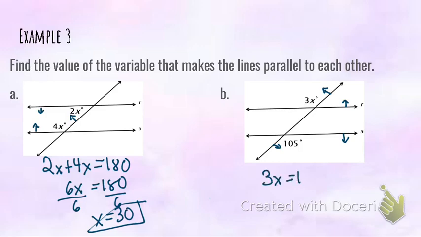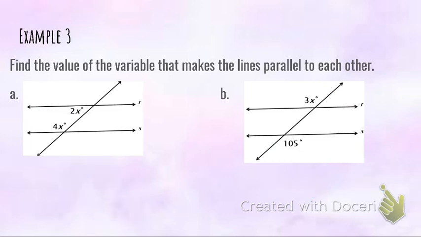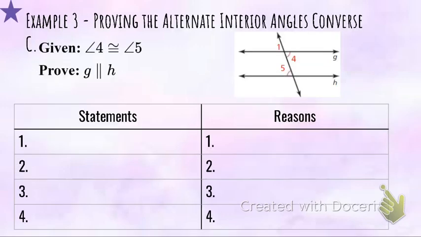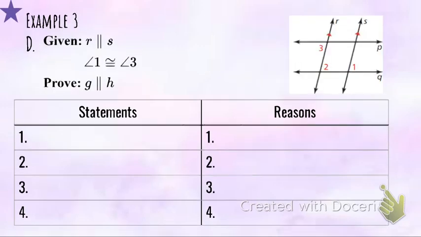3x equals 105. We got to get x by itself. We're going to divide by 3. Okay, x equals, take a second, put it in your calculator. You should have arrived at x equals 35 degrees. Okay, guys, we're almost there. We're going to skip these two.